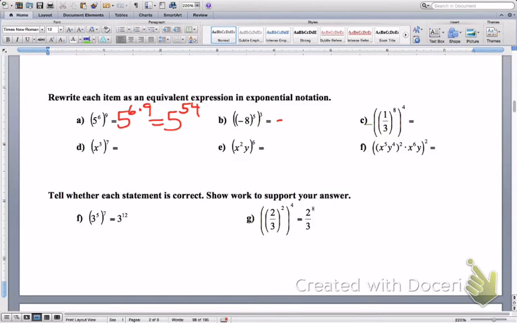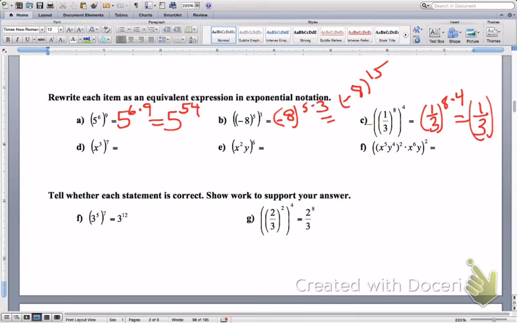Next one is negative 8 to the power of 5 times 3, or just straight to negative 8 to the 15th. Again, eventually you will be skipping that middle step. If you want to start skipping it now, that's fine. Next one is 1/3, 8 times 4, which is just going to be 1/3 to the 32nd power. All right, next one, x will be 7 times 3 is 21.